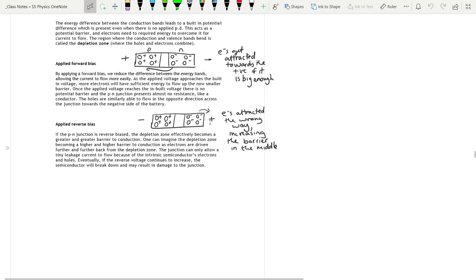Reverse bias is if we've got a positive here and a negative here, so the electrons get attracted the wrong way. We don't want them to go there because that just increases the depletion zone. It increases the barrier in the middle. We want them to overcome the barrier and therefore start moving. So reverse bias can only give you a tiny little current, which just comes from the intrinsic semiconductor itself.